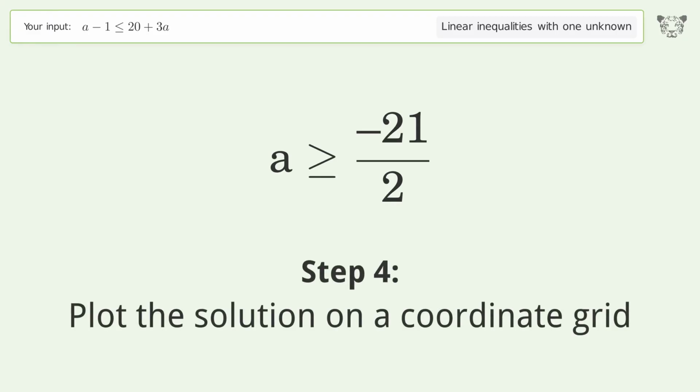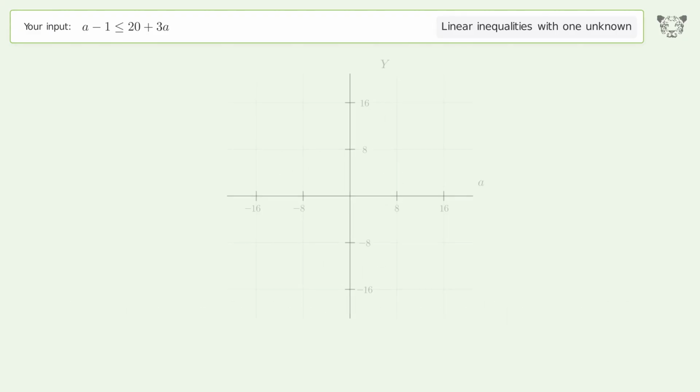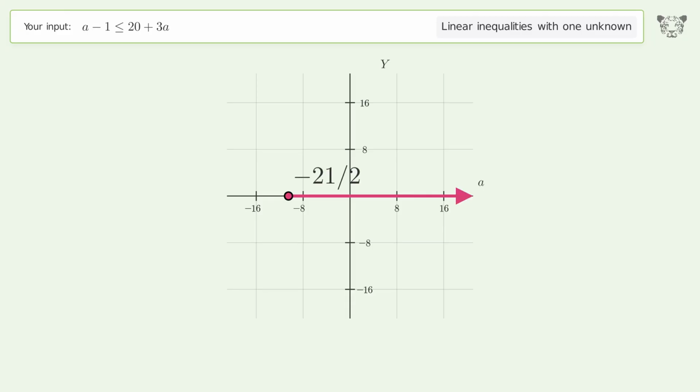Plot the solution on a coordinate grid. And so the final result is a ≥ -21/2 ≥ -101/2.